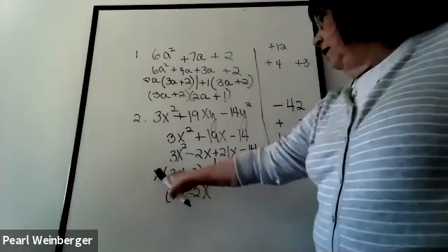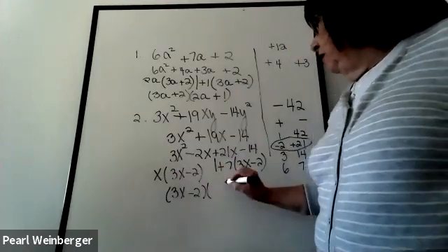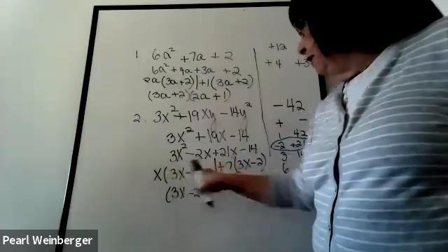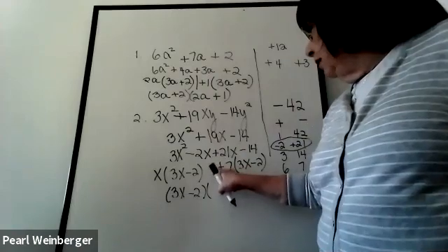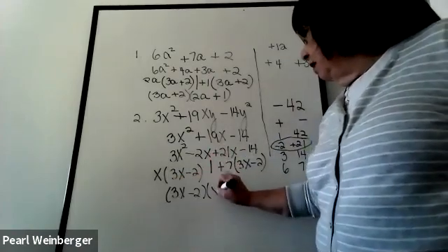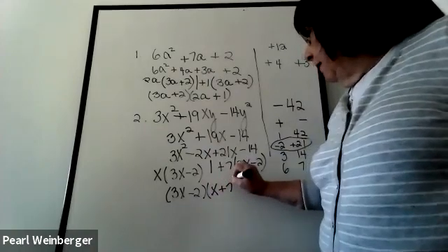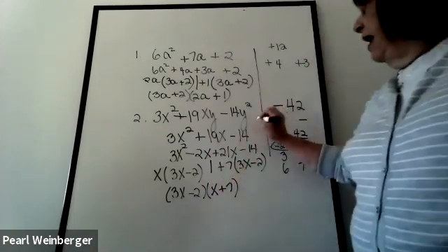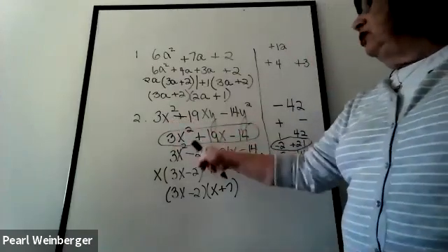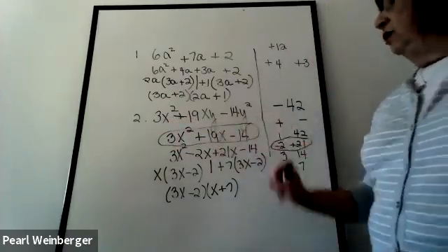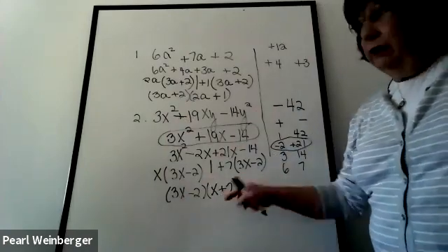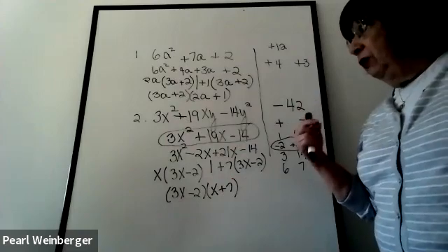And the other factor in the second parentheses is the x plus 7. So that's how this would have factored. 3x squared plus 19x minus 14 factors to 3x minus 2 and x plus 7. But that's not what I really wanted to factor.